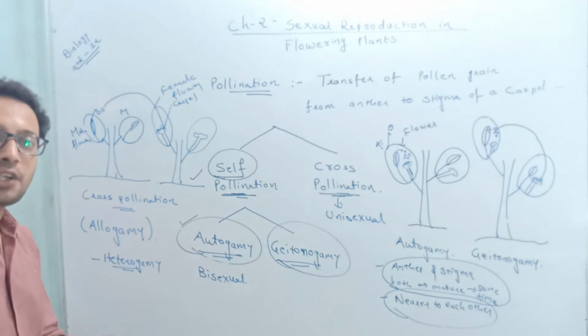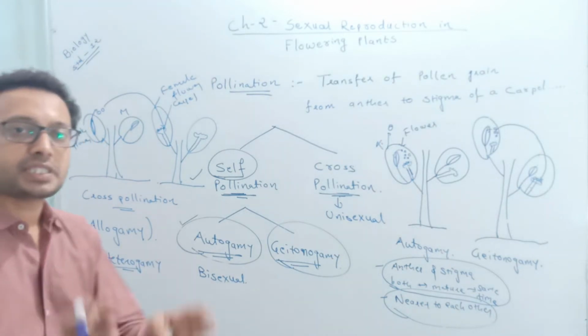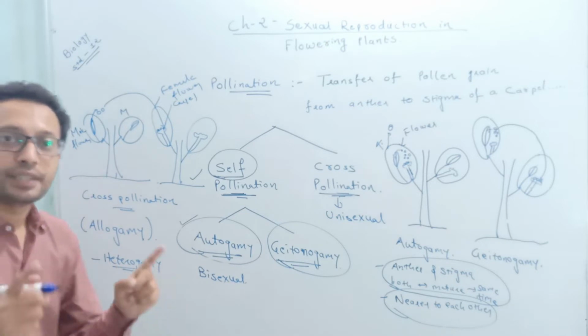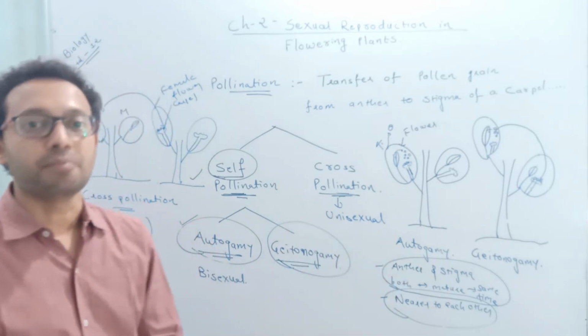Homo means same, hetero means different. Homogamy means they become mature at the same time. Here is heterogamy. Hetero means different. They become mature at different times.